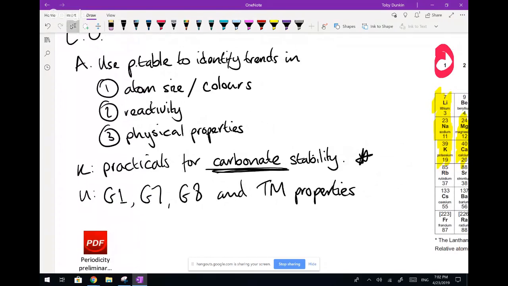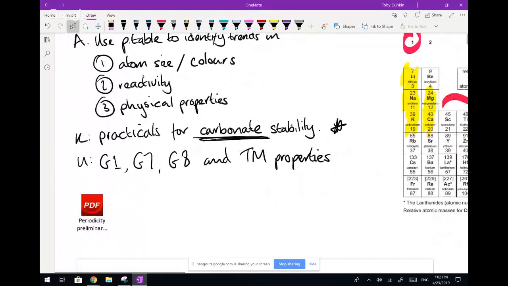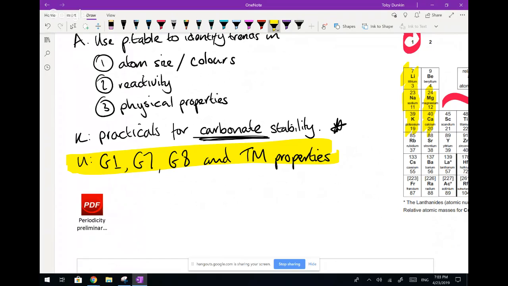and talk through. But I'm going to be focusing primarily on Group 1, Group 7, Group 8, and the transition metals. And I'm going to go through it in that order. That third learning objective is what I'm going to be focusing on. And each time I go through each of the groups, I will then link that back to the 3 learning objectives in the very first one, the atom size, colors, reactivity, and physical properties.